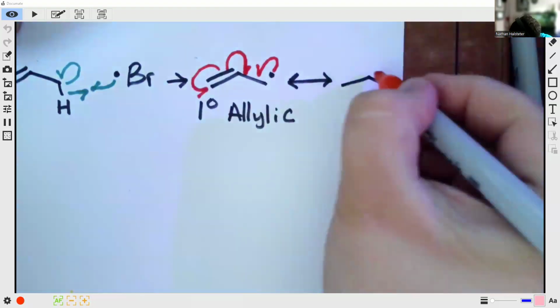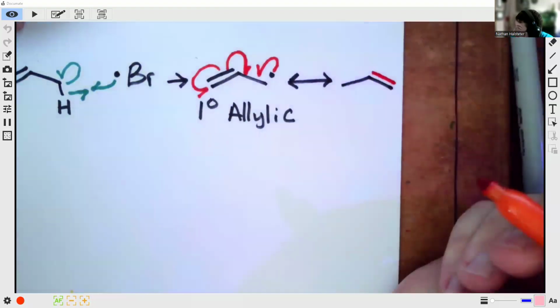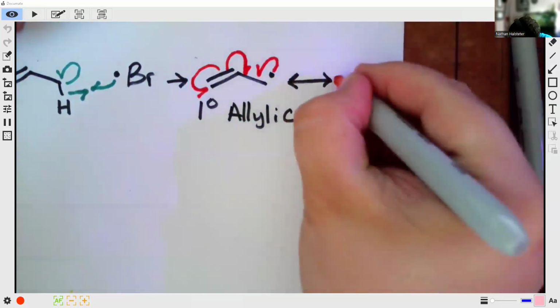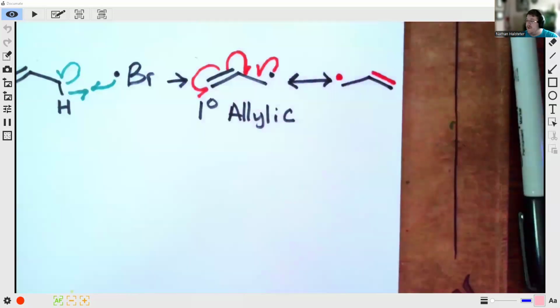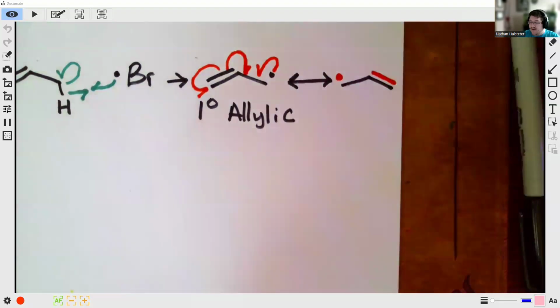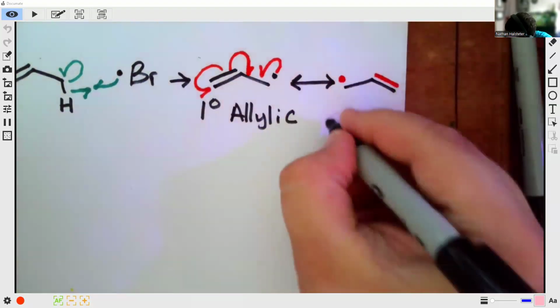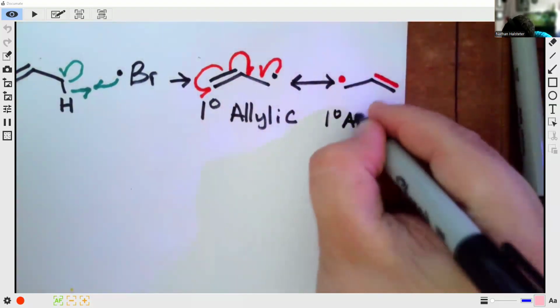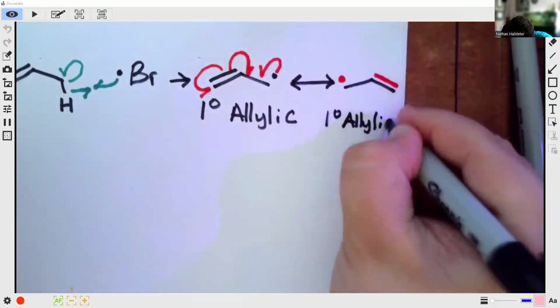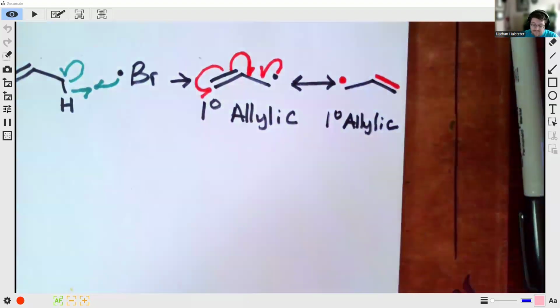So we formed a new pi bond here, but now our radical is moved over here. It is still a primary allylic radical. Let that sink in for a minute.